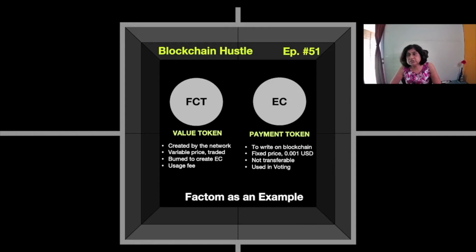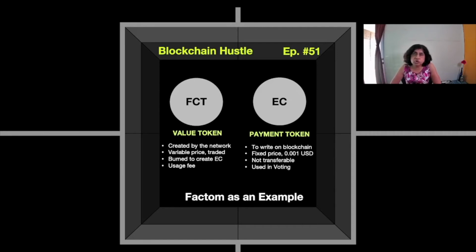Hence, the cost to use the system, that is buying the data on the Factom blockchain, is based on the usage and it is independent of the factoid exchange rate. And this is important because we are getting the price for writing onto the blockchain to be just based on the usage and not dependent upon the exchange rate of your token, like a cryptocurrency. Now, ECs are also used in the voting system.